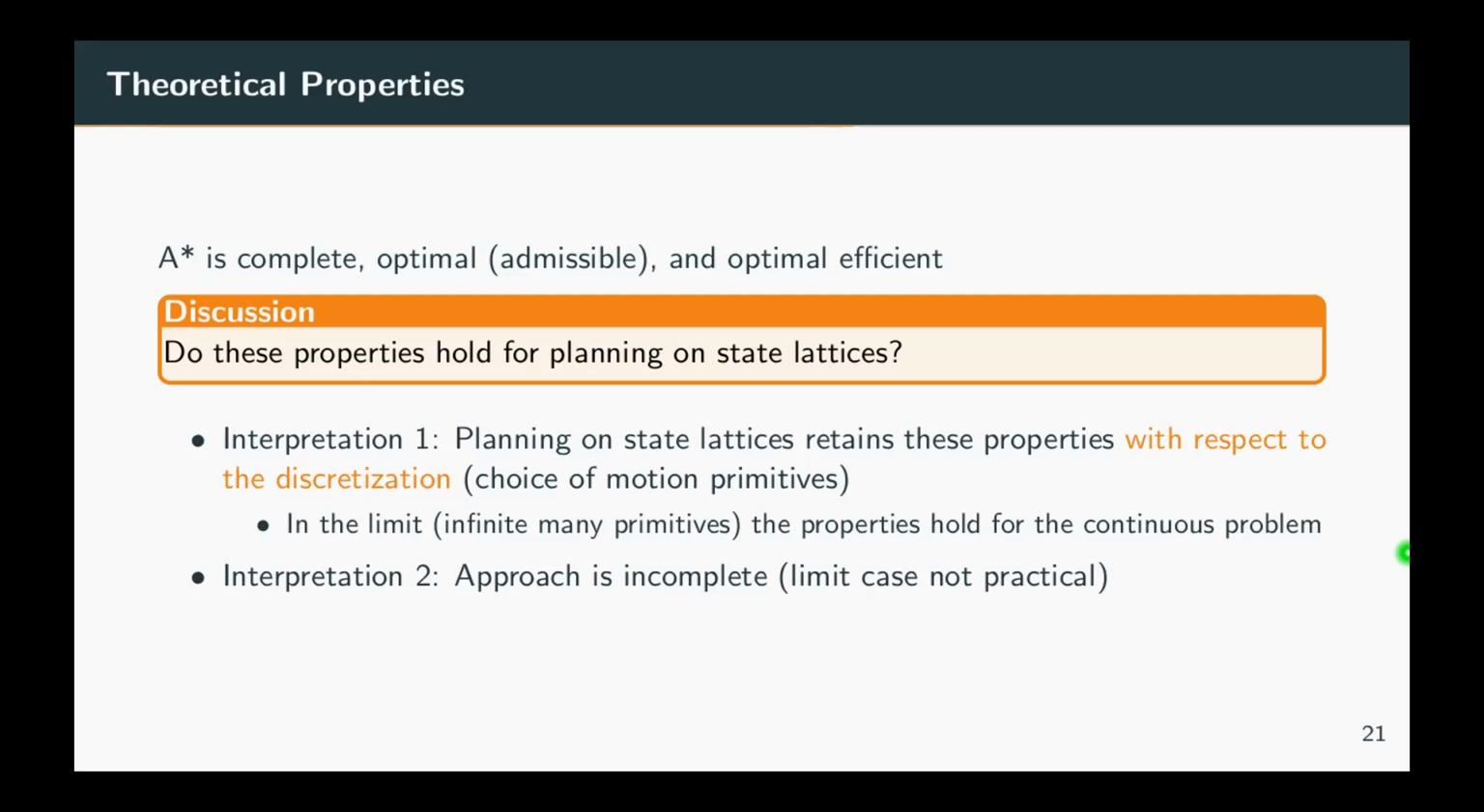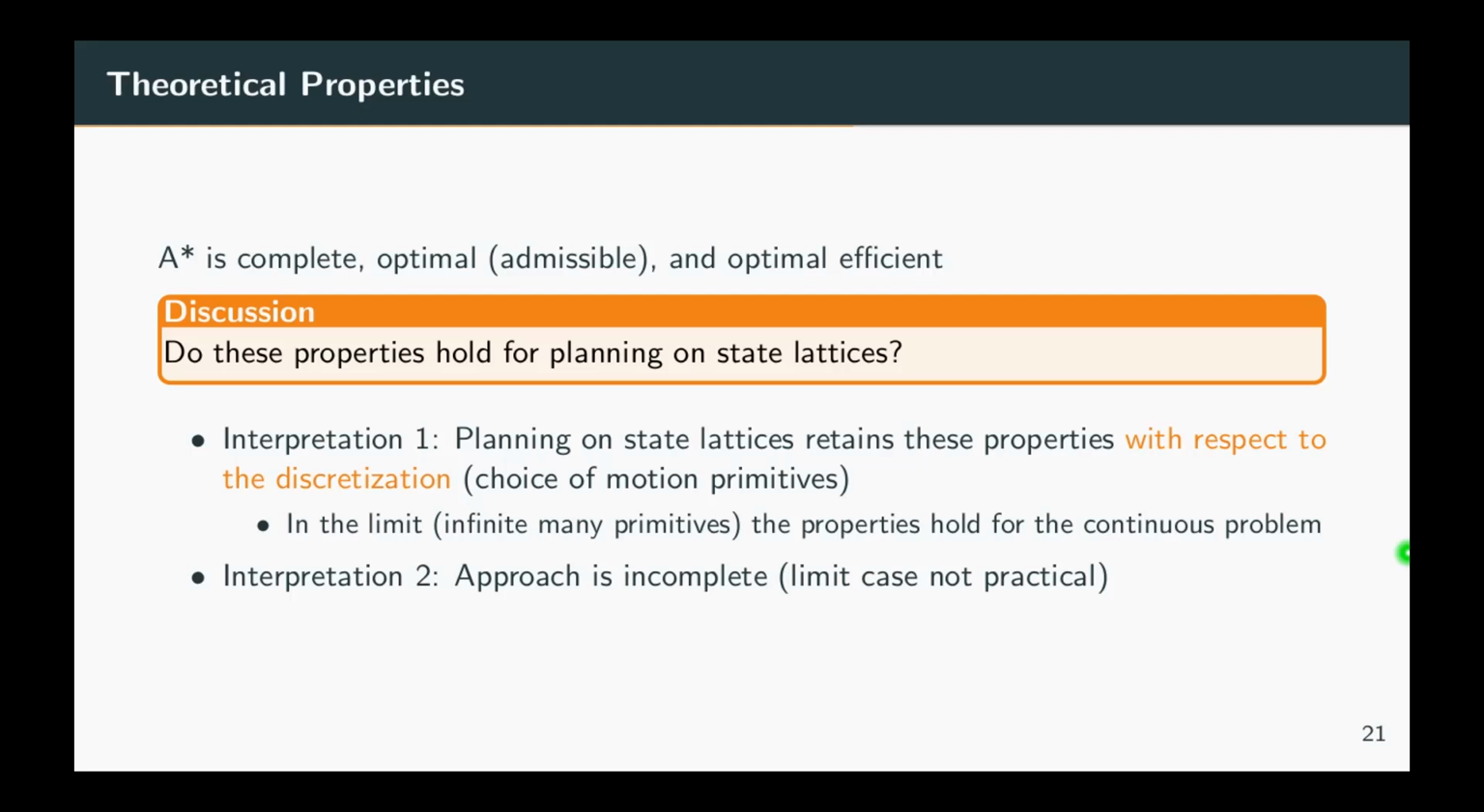Perfect. And so especially people more from the discrete search community, like this first interpretation, which is, yes, all the properties remain the same, and they typically term it as with respect to the discretization or choice of motion primitives. And in the limit, we could use infinitely many motion primitives. Of course, that would mean our branching factor also becomes infinite. And then it would even hold for the continuous problem, which is impractical, but nice to think about.